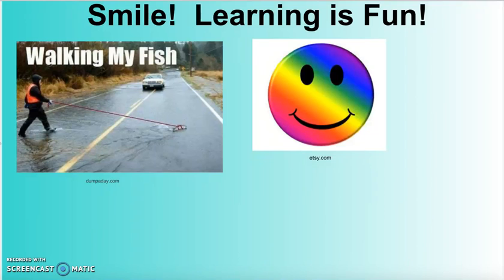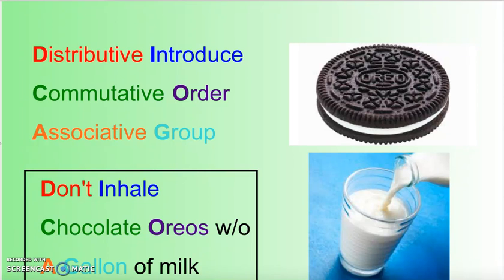At this time, make sure that you have your math journal as well as your vocabulary packet. To begin, let's just go over our different properties. We have distributive property, and we needed to remember the word introduce because we introduce a number to other numbers. Then we have the commutative property, and this property we had to remember the word order because we were switching the order of the numbers to find an answer.